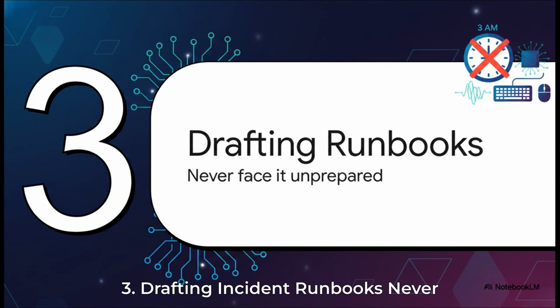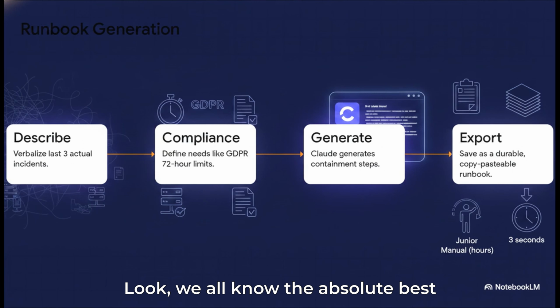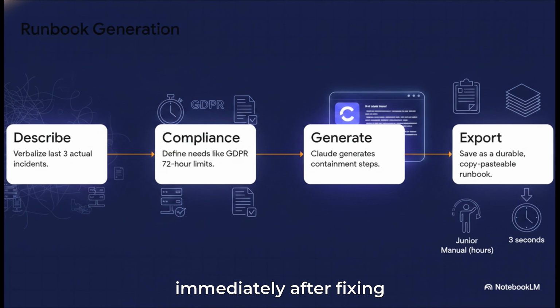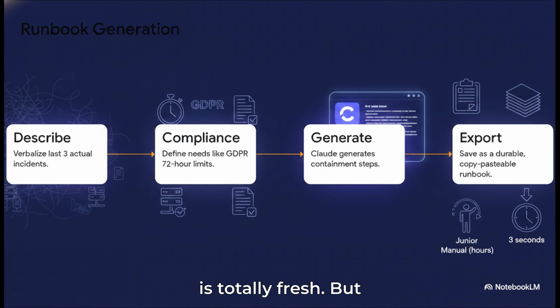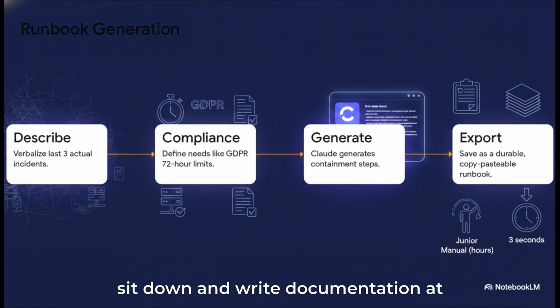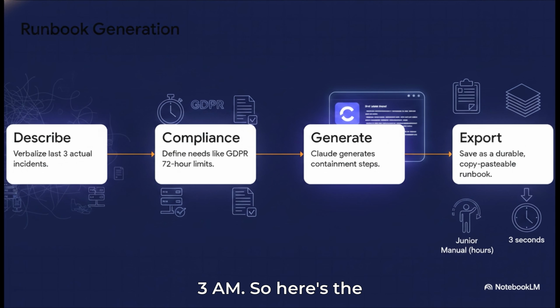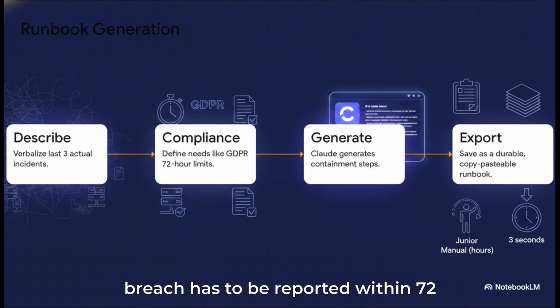Number 3, drafting incident runbooks. Never face the same failure mode unprepared. Look, we all know the absolute best time to write a runbook is immediately after fixing the problem, right when the context is totally fresh. But let's be real, nobody wants to sit down and write documentation at 3 a.m. So here's the workflow. You can literally just give Claude a messy, stream-of-consciousness verbal description of your last 3 actual incidents. Then you feed it your compliance needs, like, say, explicitly noting that a GDPR breach has to be reported within 72 hours.